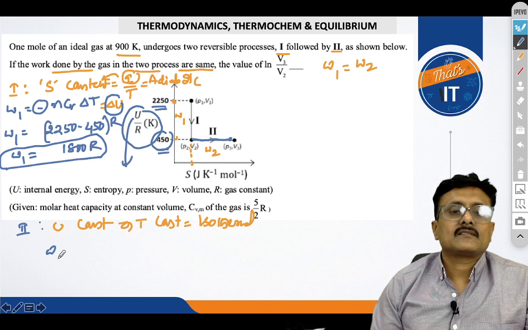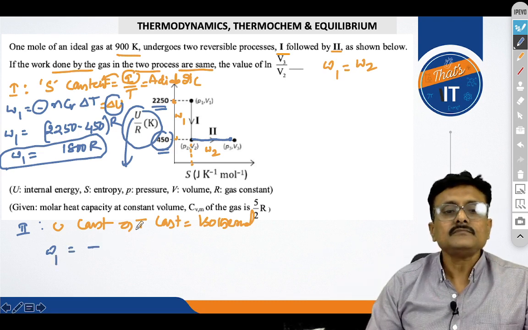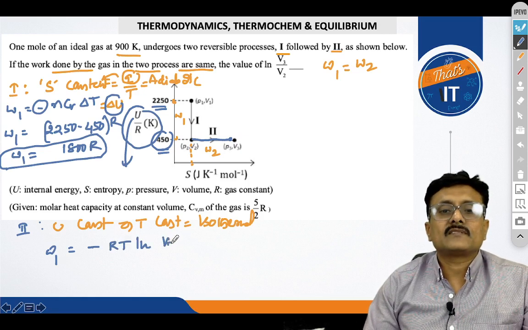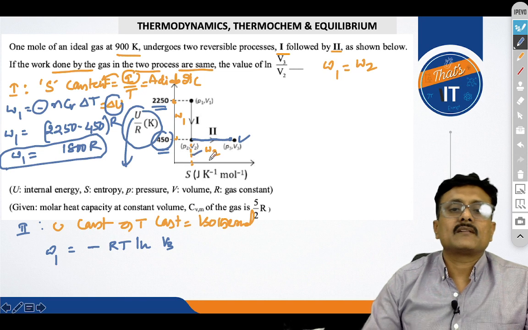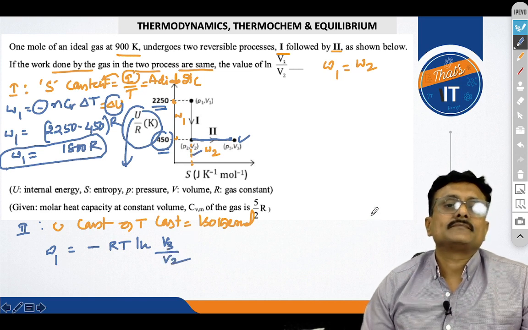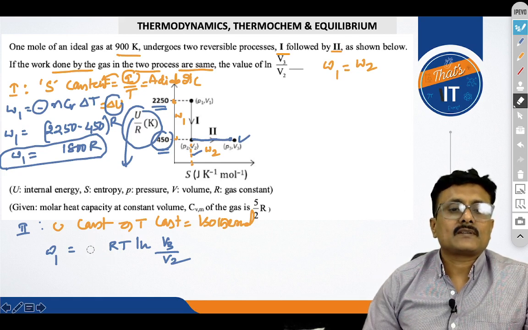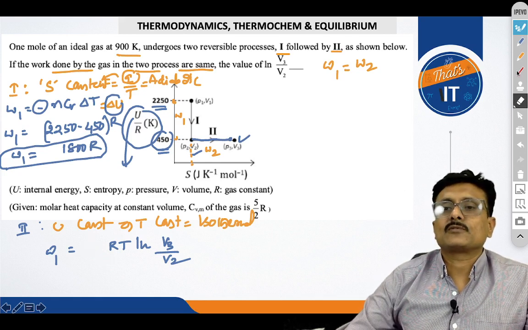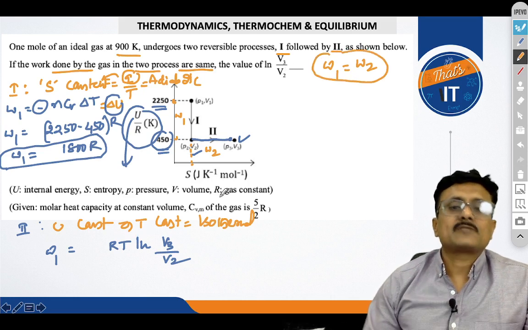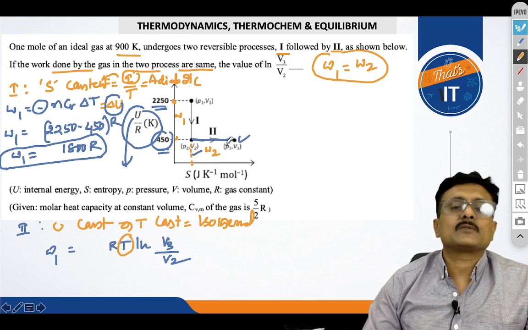Work is minus nRT natural logarithm of V final by V initial, that is V3 by V2. I will ignore this negative or positive sign because I need to equate the works. I have to use this condition. But I need to find this temperature, and for that I'll take the help of this equation.